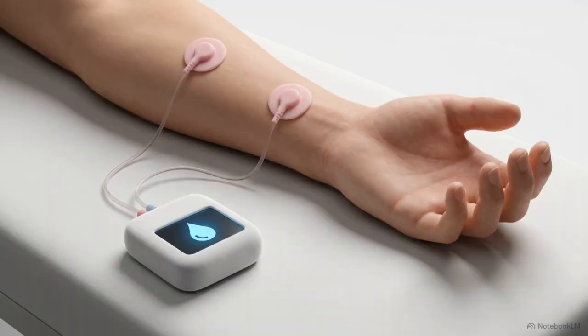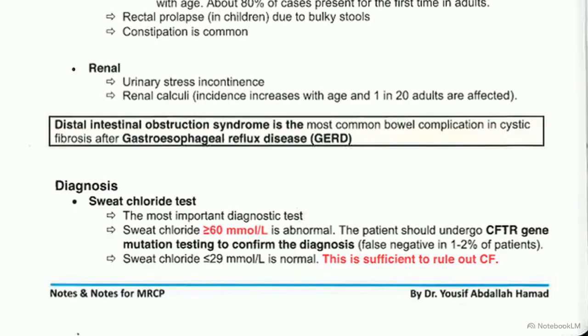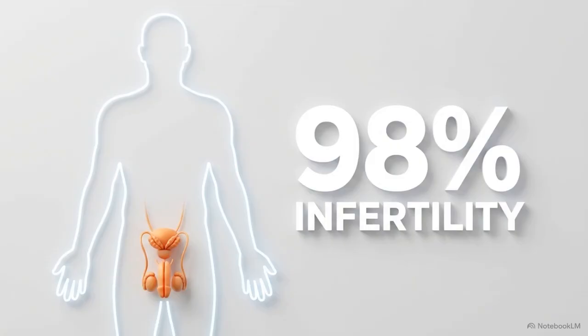The gold standard diagnostic tool is the sweat chloride test, conducted using pilocarpine iontophoresis to stimulate sweat production. This diagnostic criteria document details the strict thresholds. A sweat chloride value of 60 millimoles per liter or greater confirms the diagnosis. Conversely, a value of 29 millimoles per liter or lower is normal and is sufficient evidence to rule out cystic fibrosis entirely.